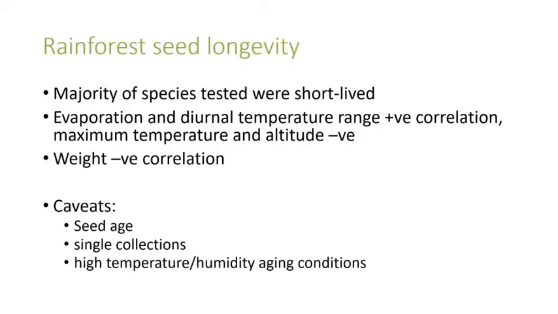Now, some caveats around our study include the seed age, being that they were around 5 years old at the time of testing. We only used single collections to represent individual species, and we know that seed characteristics can change between collections and across the geographic range. And the high temperature and high humidity conditions of the artificial aging assessment don't reflect the low temperature and low humidity conditions of storage. So the results from artificial aging don't necessarily correlate with what will actually happen in terms of aging of seeds in storage.